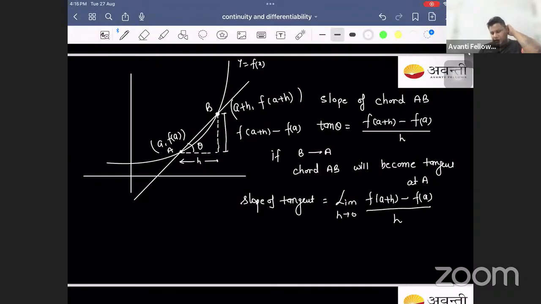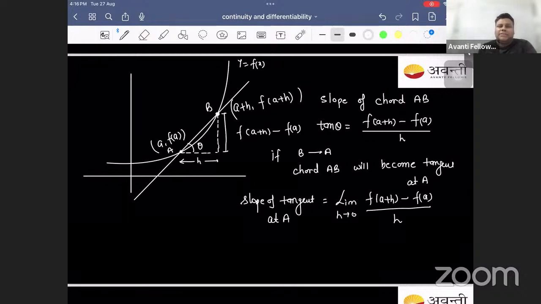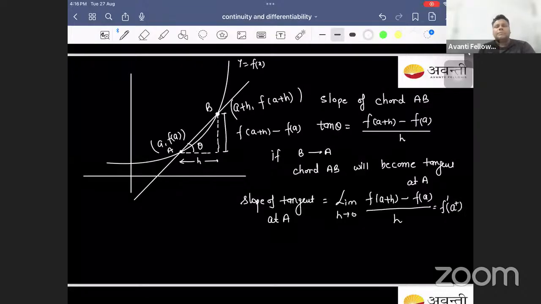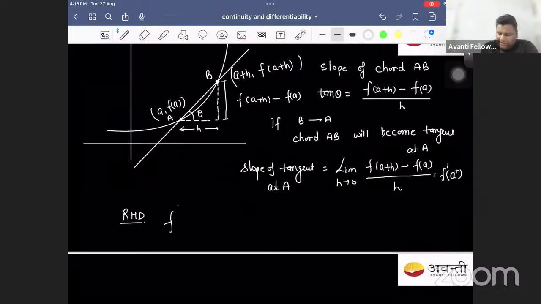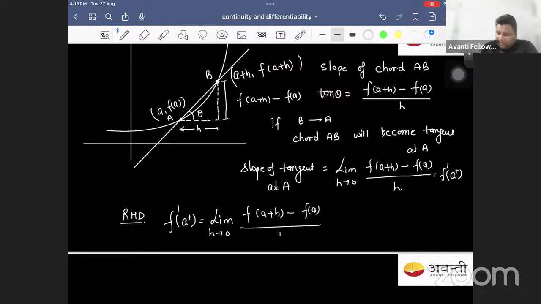Got it? This is what we call the slope of the tangent at A, limit h approaches 0 of [f(a plus h) minus f(a)] upon h. And this is what we call f dash a plus, the derivative of the function from the right of a. So this is the right hand derivative. Right hand derivative, f dash a plus, is limit h approaches 0 of [f(a plus h) minus f(a)] upon h.